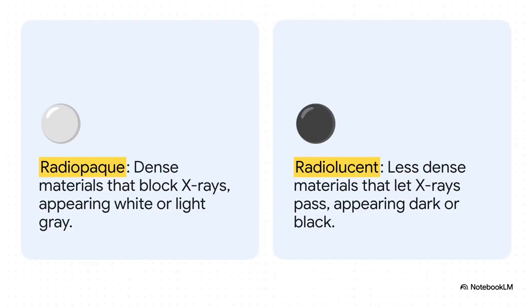Now, in the dental world, there are two key terms for this. Anything that shows up white is called radiopaque. It's opaque to the radiation. And anything that looks dark is called radiolucent, because the radiation passes through it. If you can just remember those two words, you're honestly already halfway to reading one of these things.